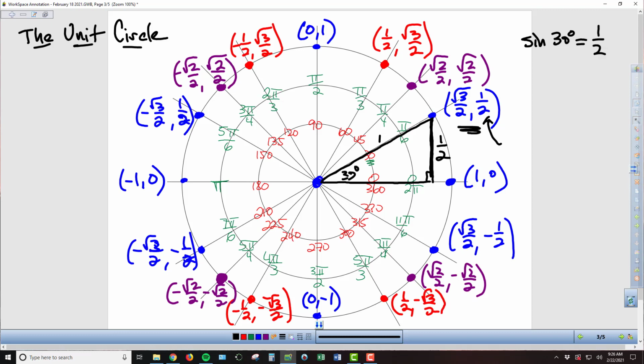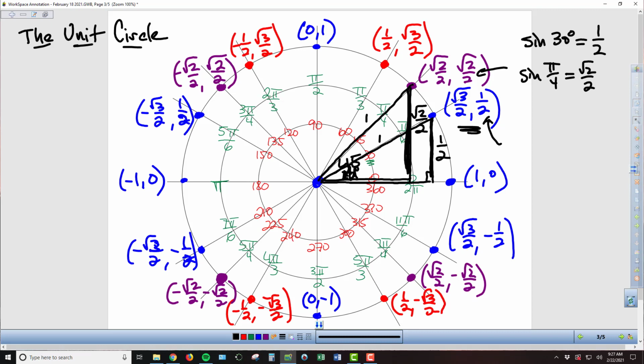If I do the same thing and jump up to 45 degrees, I drop a perpendicular there and create a right triangle. Again, my hypotenuse is 1. Now I have a 45, 45, 90 triangle. To find the sine, I'm going to go opposite over hypotenuse. What is this opposite side right here? It's root 2 over 2, which is, again, the y coordinate. Sine of pi over 4, or sine of 45 degrees, is root 2 over 2, the y coordinate associated with that point.